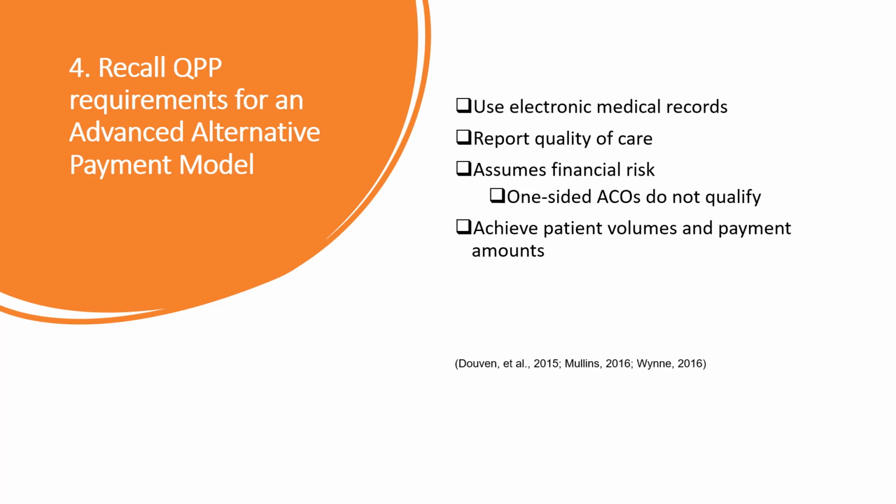But another thing is that the model has to assume financial risk. In a bundled payment, since it is basically an episodic payment, there is financial risk. However, with ACOs, the one-sided ACOs do not qualify because there's no downside risk for the providers. So you remember, with one-sided, you can get a financial reward if you control your cost, but if you have financial losses or it costs more, there's no penalty. So for your advanced alternative payment model to meet the QPP requirement, it has to be a two-sided ACO. And then there are certain patient volumes and payment amounts that have to be achieved as well.